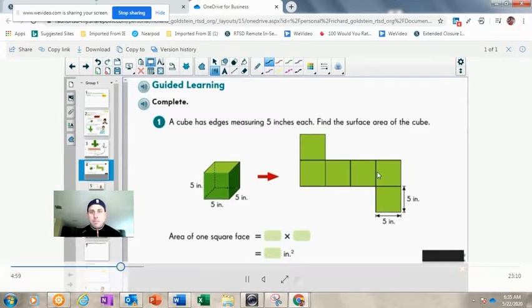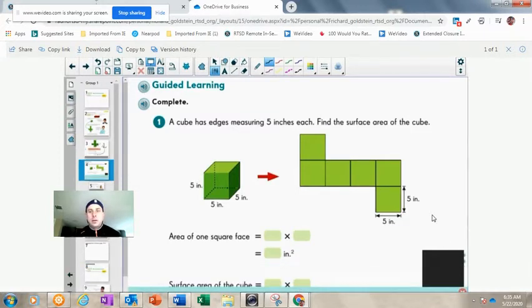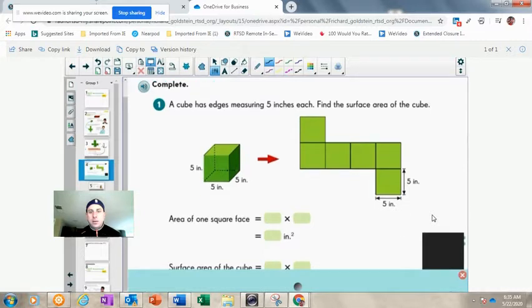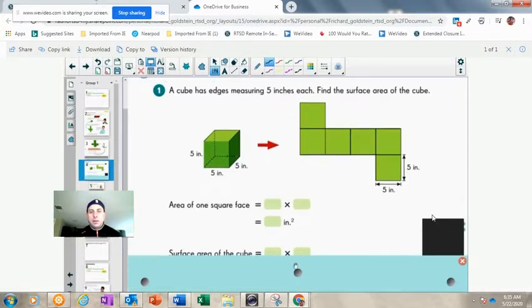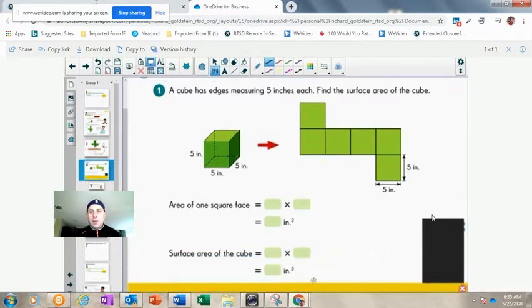So take a minute to try to solve this on your own. You want to pause the video right here and try to figure that out. And when you're ready, you can unpause, come back together, and we will go over the answer.